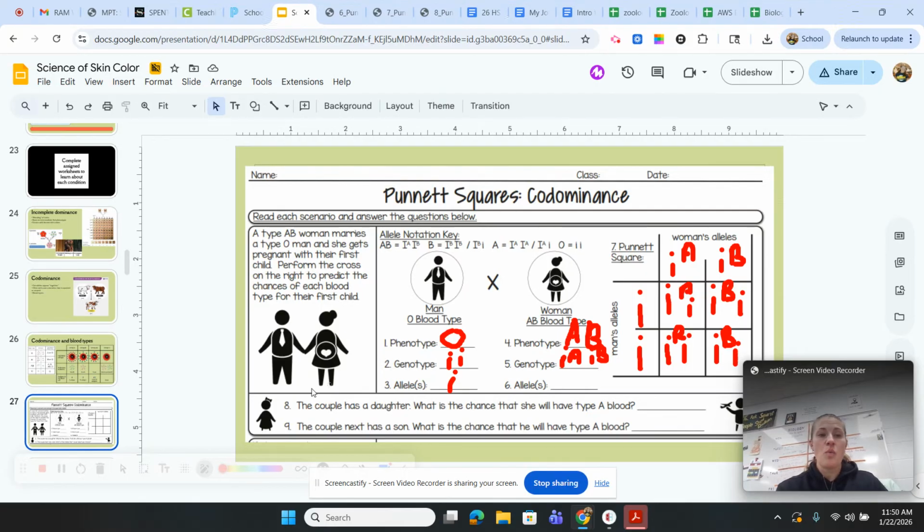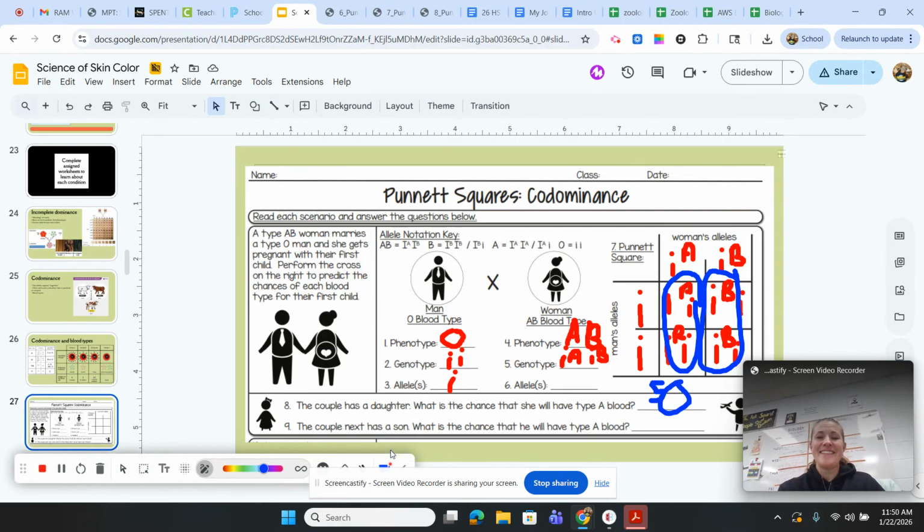Okay? So what this means is these two kids would have type A blood, and these kids would have type B blood. So if the couple has a daughter, what is the chance she will have type A blood? So that is going to be 50%. And if the couple has a son, what are the chances they have type A blood? That is also going to be 50%. So it starts over with each subsequent child. Okay?